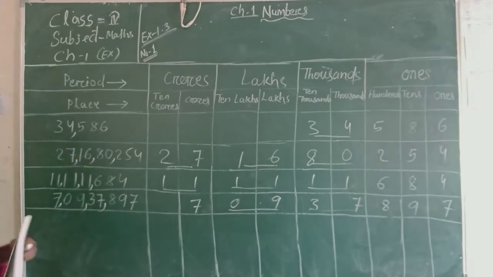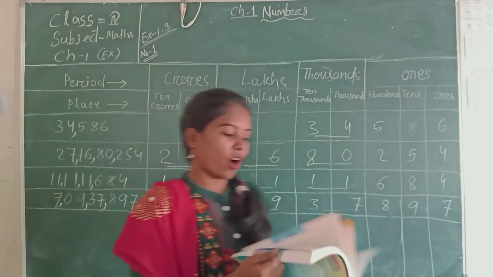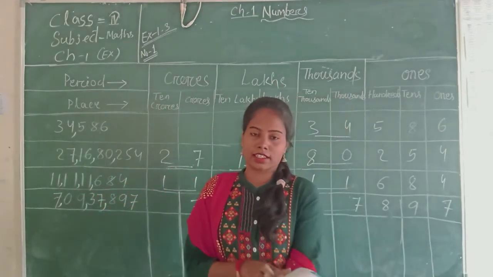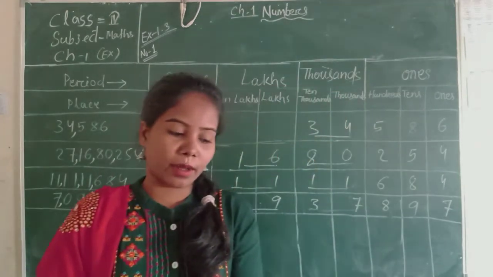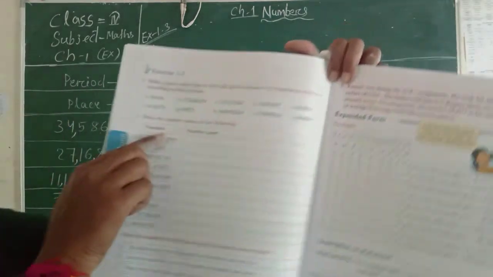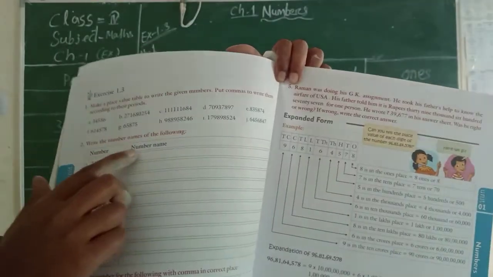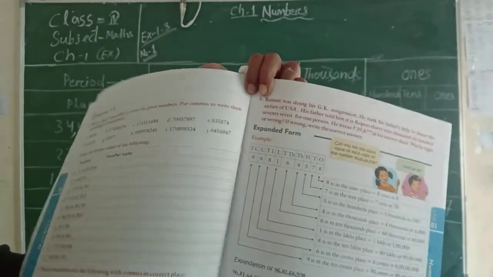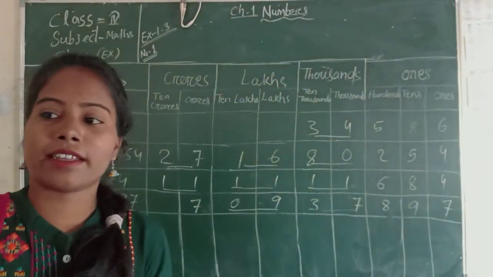Okay. So in this way you do all the numbers from your exercise 1.3. Here many numbers are given. I did only 4 numbers. Other numbers do by yourself.